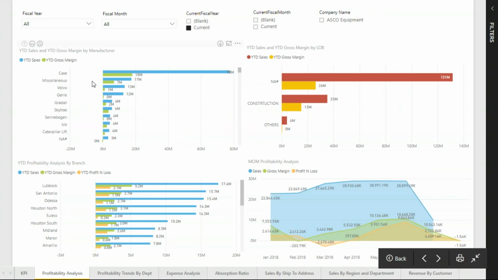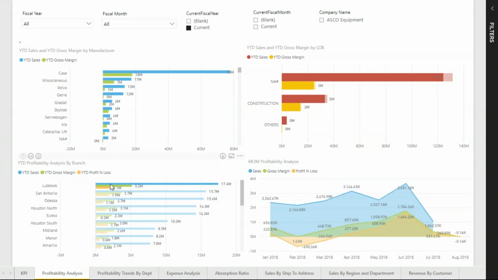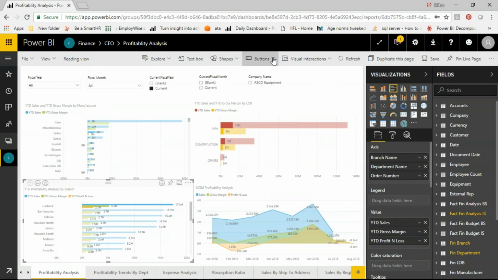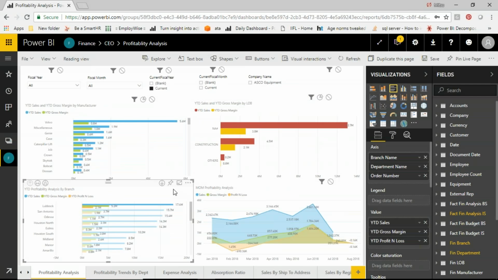And this one here is just breaking up the numbers by manufacturer. So you're looking at your sales by manufacturer, sales by branch, sales and margin by line of business, and month-over-month sales. Now, if you want to look at a particular branch, you would just tap on that particular branch. Let me make this visual interaction a little better.